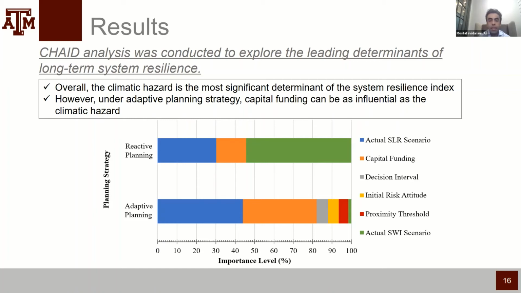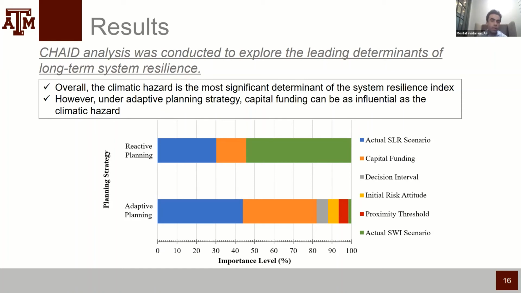Another thing we can see is the difference between the required capital funding, or the importance of capital funding. So for adaptive planning, it's more important to have more funding because we are proactive. We are making actions under uncertainty. But for reactive planning, yes, in terms of capital funding, its importance is reduced, but the effectiveness of those investments is reduced as well. So the decision is whether we want to spend less and be less effective, or spend more and be more effective using adaptive planning.